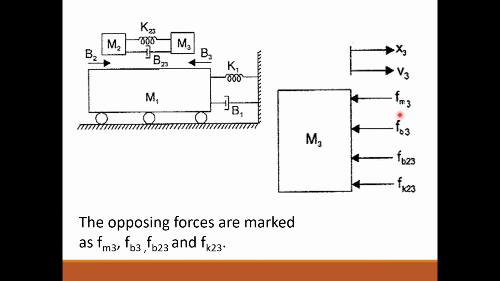So those forces that I have mentioned here in the free body diagram, you can see. I just draw a rectangular box or square box, write M3 inside it, and mention some arrow marks either pointing towards the box or pointing away from the box, and write down the opposing forces. There are no applied forces, so you write down the opposing forces: Fm3, Fb3, Fb23, Fk23.